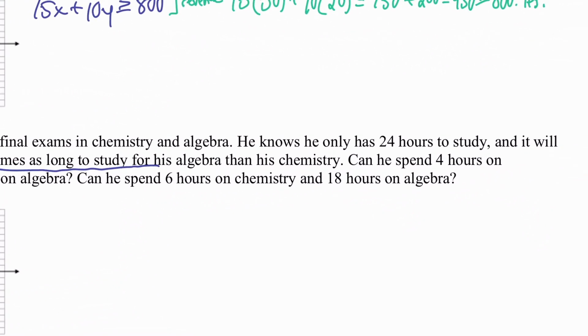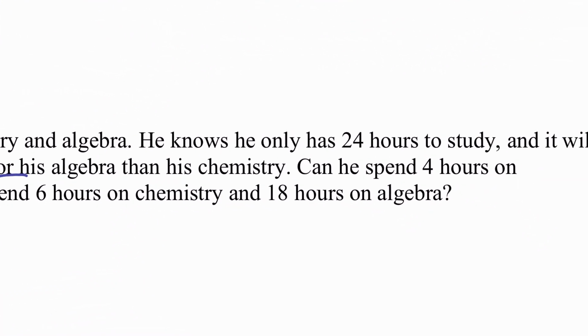So if he only has 24 hours, that's a limitation. That doesn't say less than or greater than anything like that, but only has is a limitation. So his total hours is less than 24, right? Or equal to. Total hours is less than or equal to 24, right?